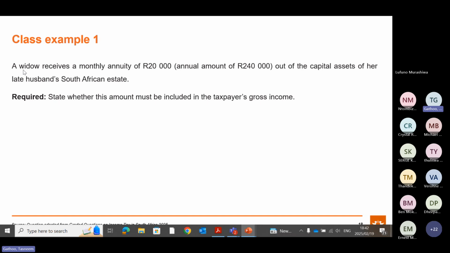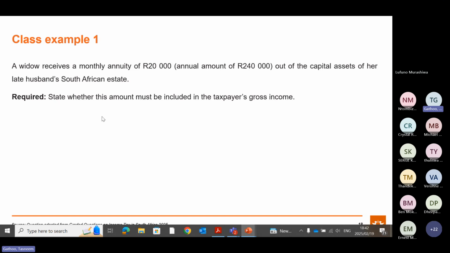For this example, again, remember we start with the required. What does the required say? State whether this amount must be included in the taxpayer's gross income. So here we identify the words gross income. They want to know, should it be included in gross income? So you're looking at the definition of gross income in section 1. A widow receives a monthly annuity of R20,000, which as an annual amount would be R240,000, out of the capital assets of her late husband's South African estate.